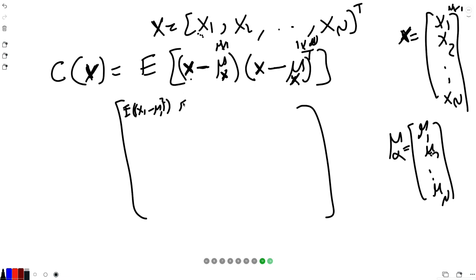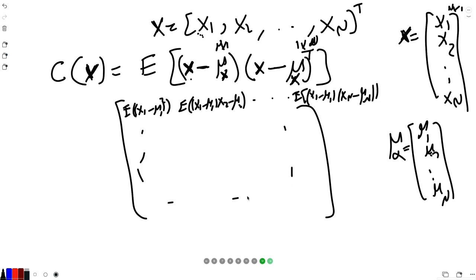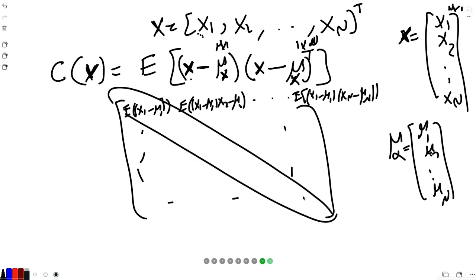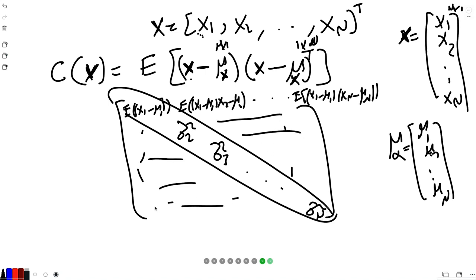Okay, and here will be expected value of x1 minus mu1 times x2 minus mu2, and so on until expected value of x1 minus mu1 times xn minus mun. Okay, and then we go in the same way, and you can see the diagonal of this matrix contains the variance of every random variable here. So here will be sigma 1 square, sigma 2 square, sigma 3 square, till sigma n square. The values here are the covariance between the different random variables.